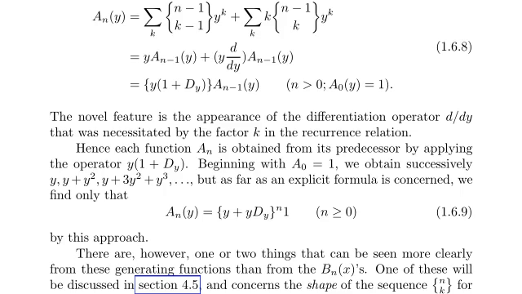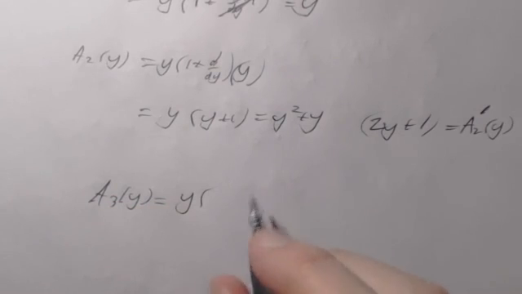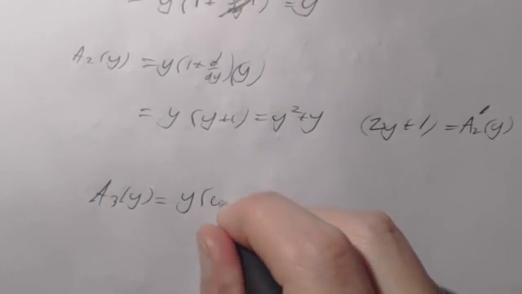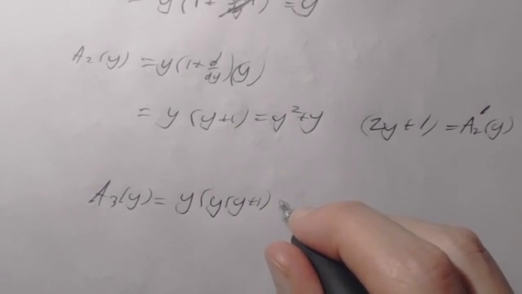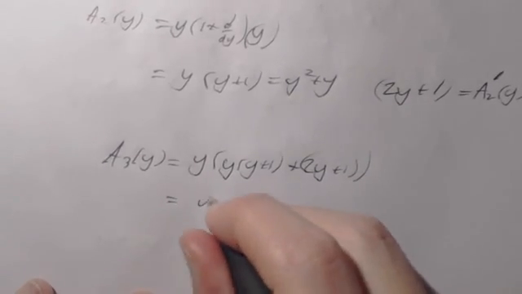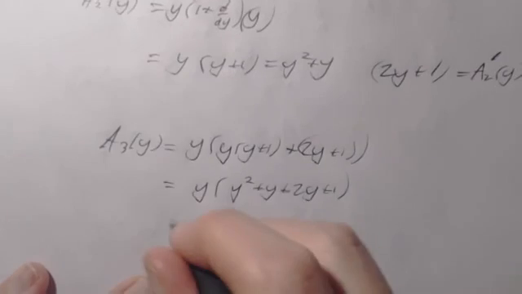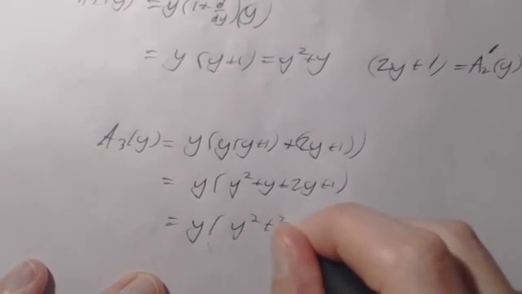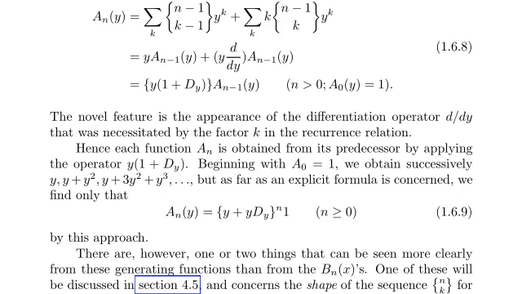So you're going to have a3(y) is equal to y times a2(y), which was y plus 1, plus the derivative of that, which was 2y plus 1. Expand this out, so y squared plus y plus 2y plus 1, y squared plus 3y plus 1. Is that what they have? They have y cubed plus 3y squared plus y. Yeah. So, yeah, we get this sequence of polynomials.